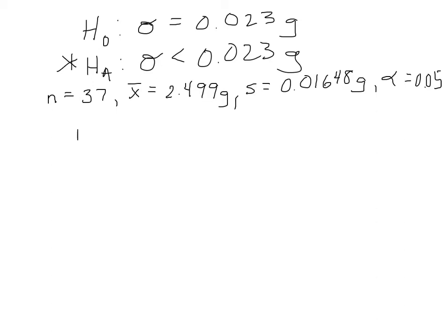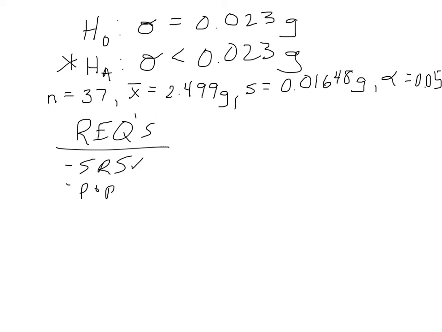Just like we did in past hypothesis tests, we check our requirements. The sample has to be a simple random sample, and we were given that. And then the original population has to be normal. If we have these two things in play, that tells us that the variances will follow a chi-squared distribution with degrees of freedom equal to, in this case, 36, because that's n minus 1.